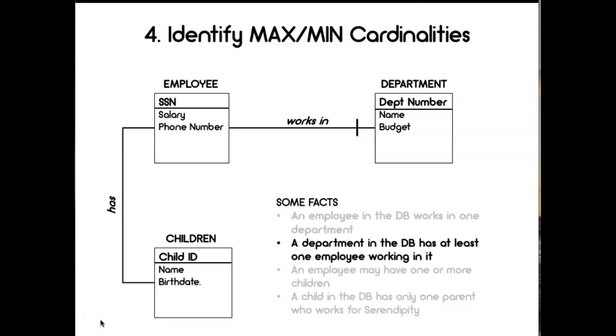Let's analyze the next statement. A department in the database has at least one employee working in it. If at least one employee works in a department, then the min cardinality for employee in the employee-department relationship is 1, and can be represented as a perpendicular line crossing the relationship line next to the employee entity. While there is no statement regarding the maximum number of employees that can work in a department, it's reasonable to assume that many employees can work in a single department, and therefore the max cardinality for employee is many, which can be represented by 3 lines drawn into the employee entity. This is also known as a crow's foot.